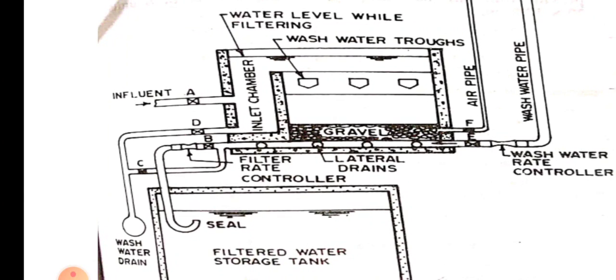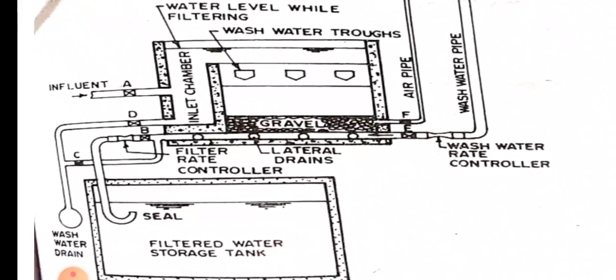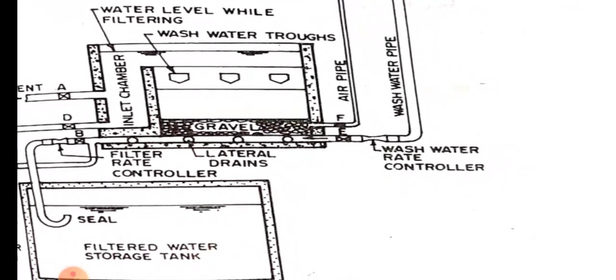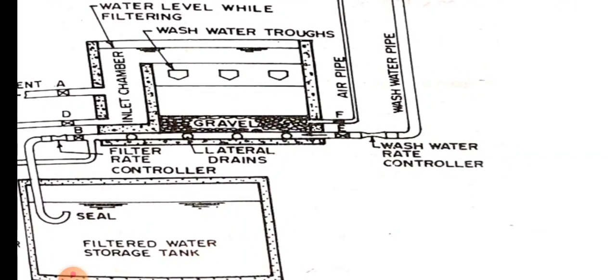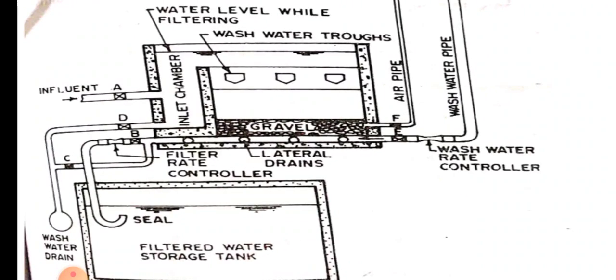To the left side you can see valve A at the influent. At the inlet you can see a valve, shown as valve A. Then you have valve B, valve C, valve D, and to the right, right near the wash water rate controller, you can see valve E, and above that there is an air pipe, which is controlled by valve F. So these are the 6 valves which control the working and the washing of a rapid sand filter unit.